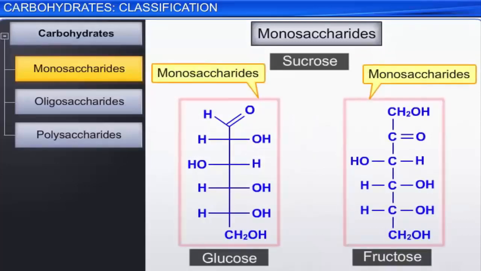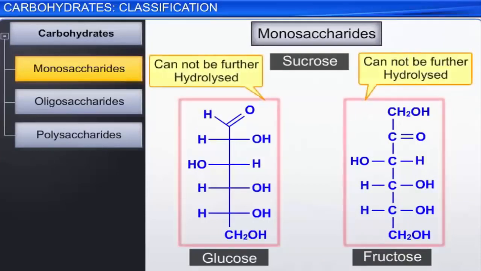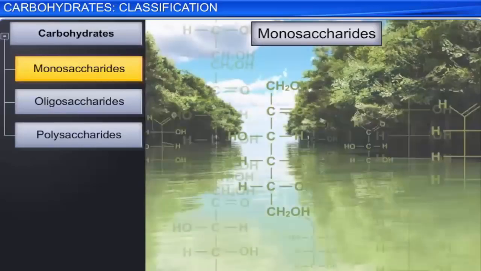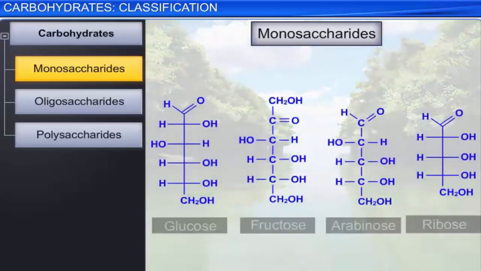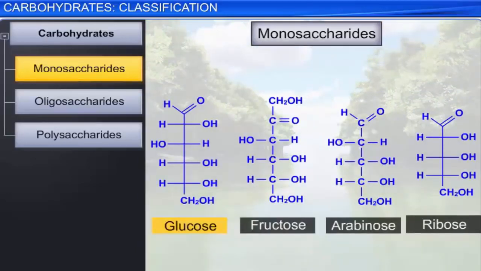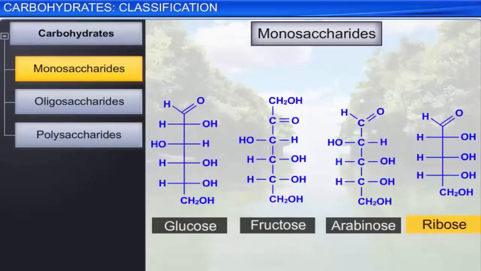Monosaccharides are the basic building blocks of all carbohydrates. Monosaccharides cannot be further hydrolyzed to give a simpler unit. About 20 monosaccharides exist in nature. Glucose, fructose, arabinose, and ribose are some examples of monosaccharides.